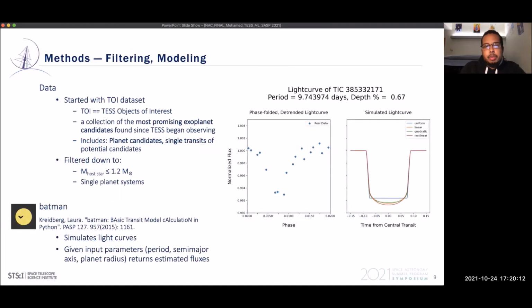So our first method was filtering down our data set and then using a model of a light curve. The data set we used was the TOI data set. TOI stands for TESS Objects of Interest. This is a collection of the most promising exoplanet candidates that TESS has found. And these data include the actual planet candidates, their parameters like radius, star temperature, gravity, etc.